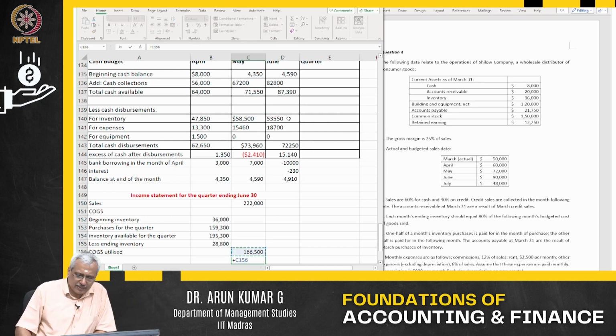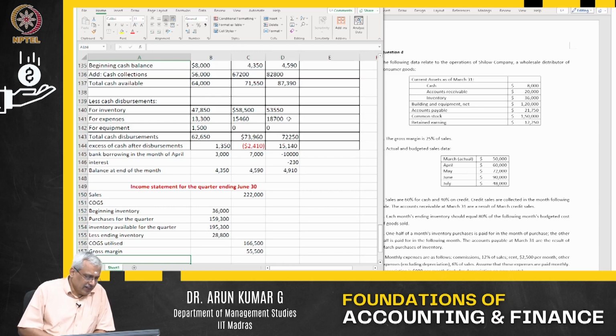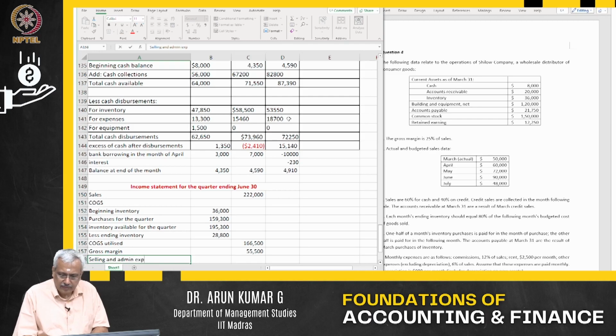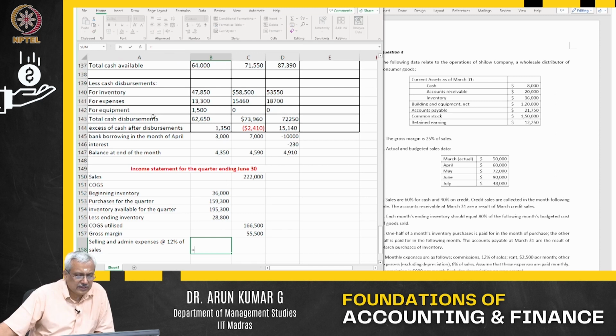So what is my gross margin? My gross margin is this minus this out here. Next, I will get into selling and admin expenses, which is at 12% of sales. We have it calculated already. That is, for expenses, we have it calculated. This plus this one plus this one out here.